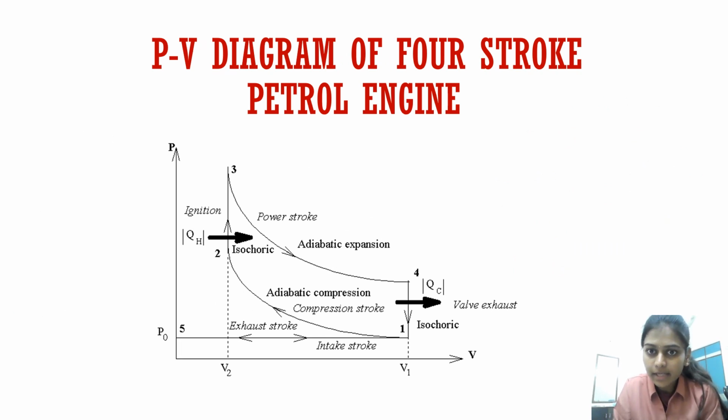It is the PV diagram of 4-stroke petrol engine. We will go through the symbols: 5 to 1 shows the suction of air-petrol mixture, 1 to 2 shows the compression of the mixture, 2 to 3 shows the constant volume combustion, 3 to 4 shows the expansion stroke, 4 to 1 shows the exhaust valve opens, and 1 to 5 shows the exhaust of combustion products.